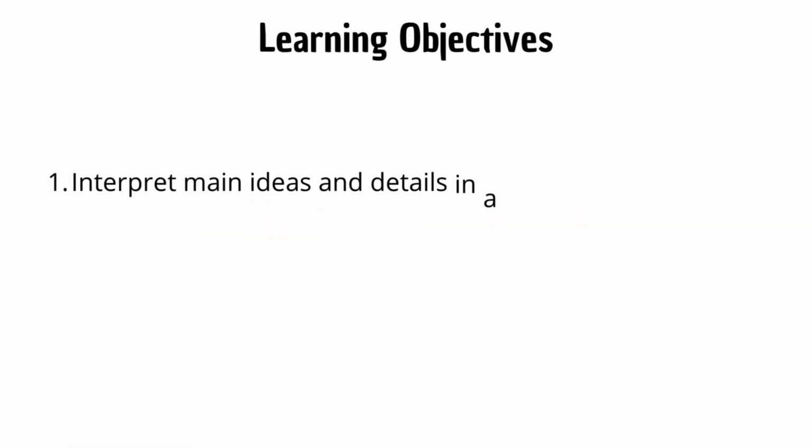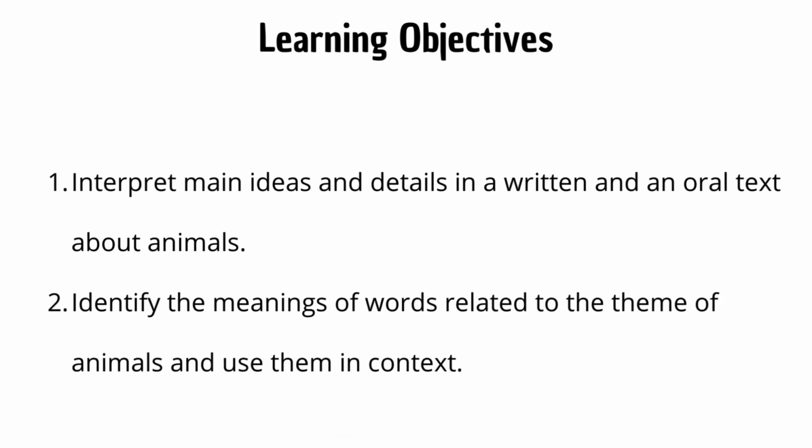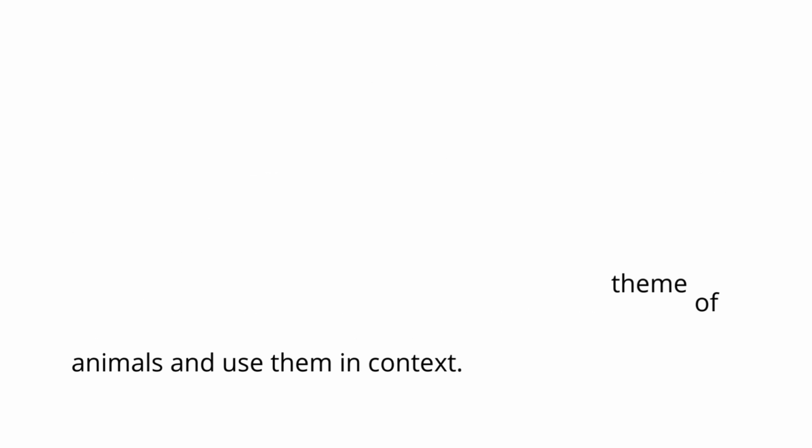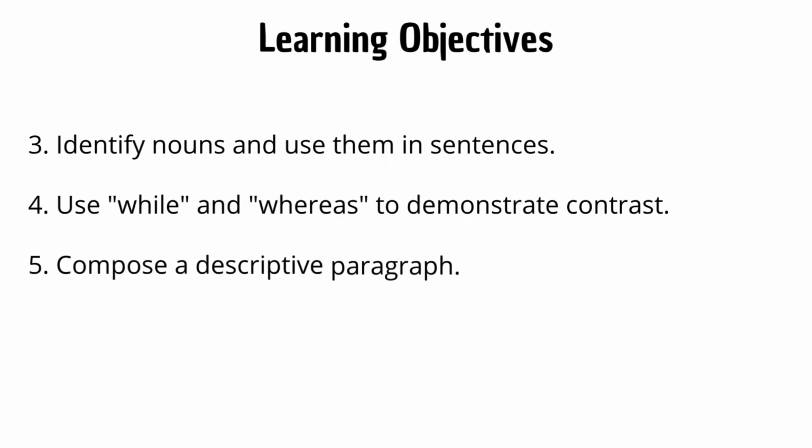Our learning objectives for today's lesson are to interpret main ideas and details in a written and an oral text about animals. Identify the meanings of words related to the theme of animals and use them in context. Identify nouns and use them in sentences. Use while and whereas to demonstrate contrast. And to compose a descriptive paragraph.